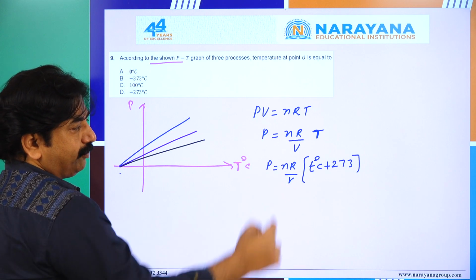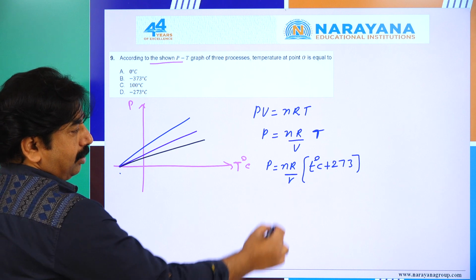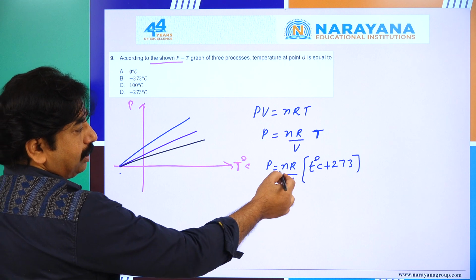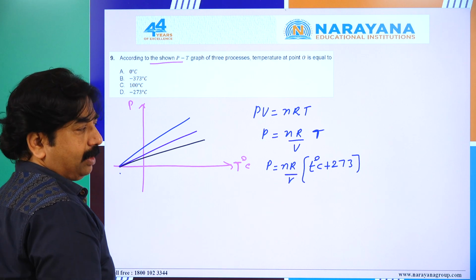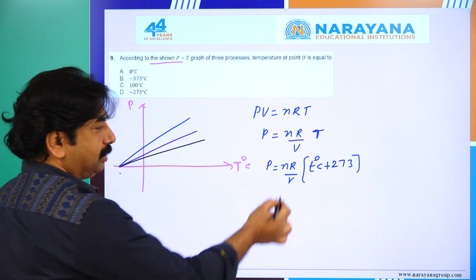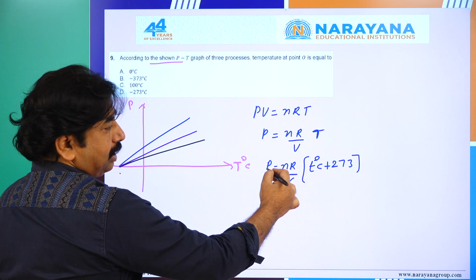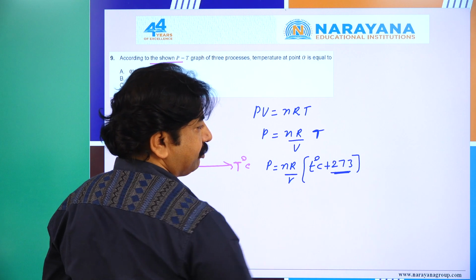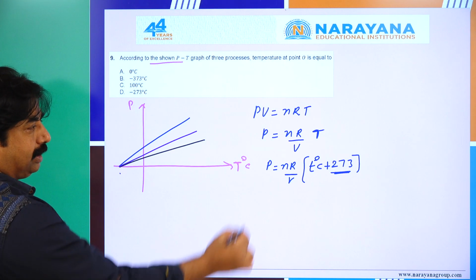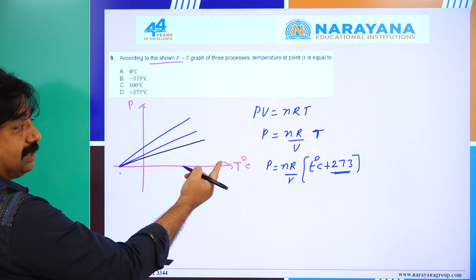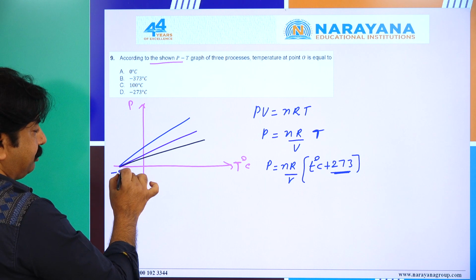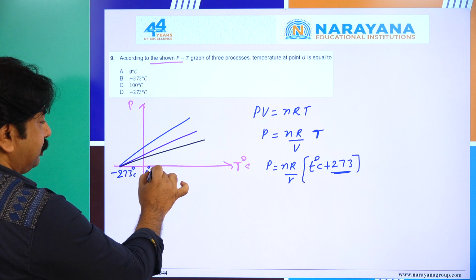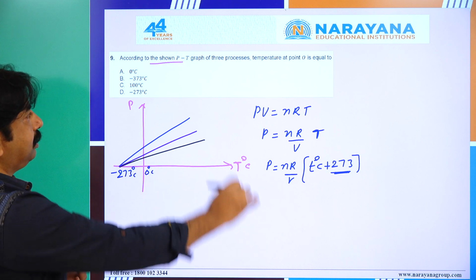Now everyone knows very clearly this depends on the number of moles, so the slopes may be different, depending on the nature of the gas. These are different, but the temperature intercept is nothing but what? As per this, the temperature axis intercept is minus 273 only. This is the 0 degree Celsius. So this is the correct answer.